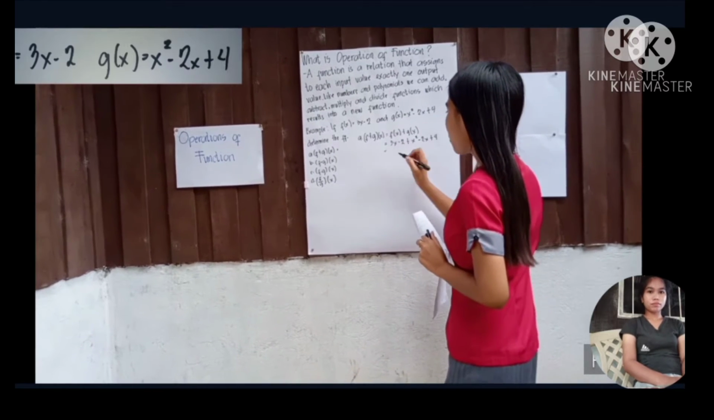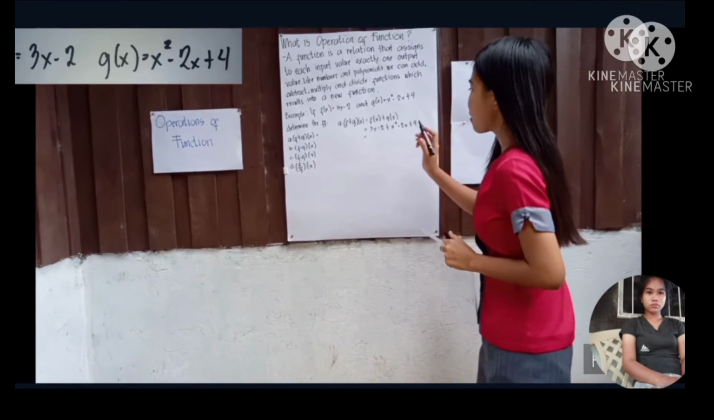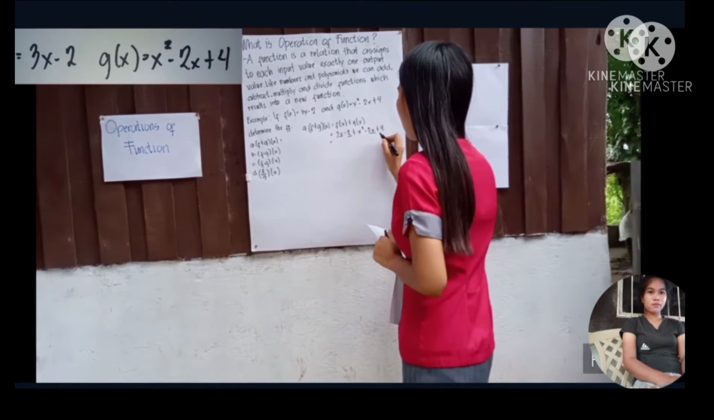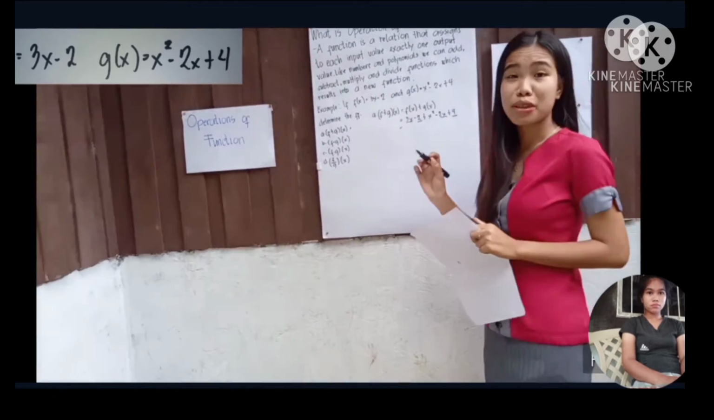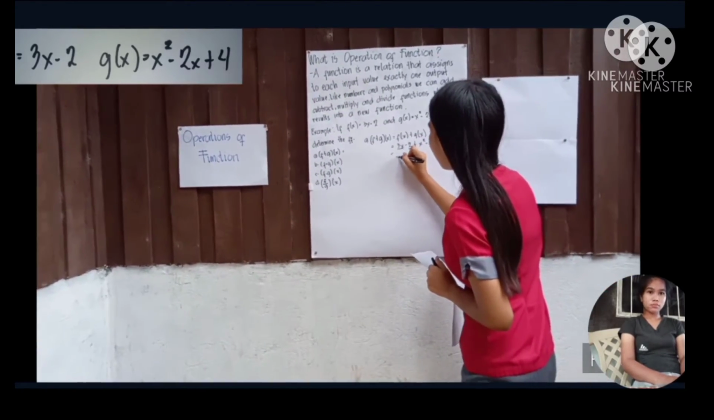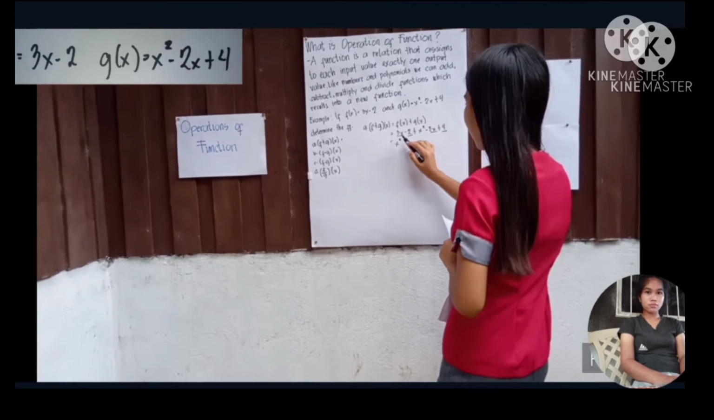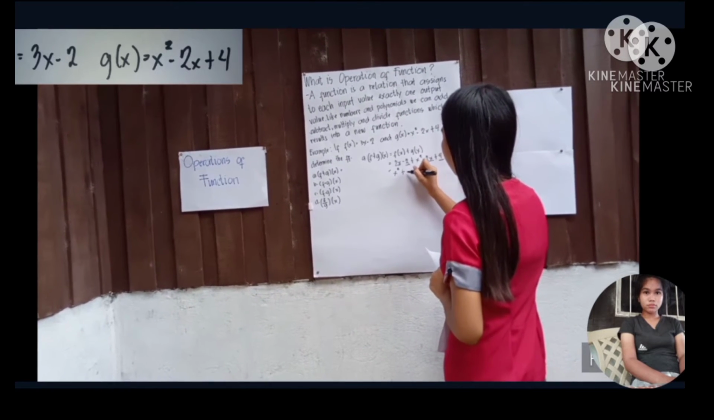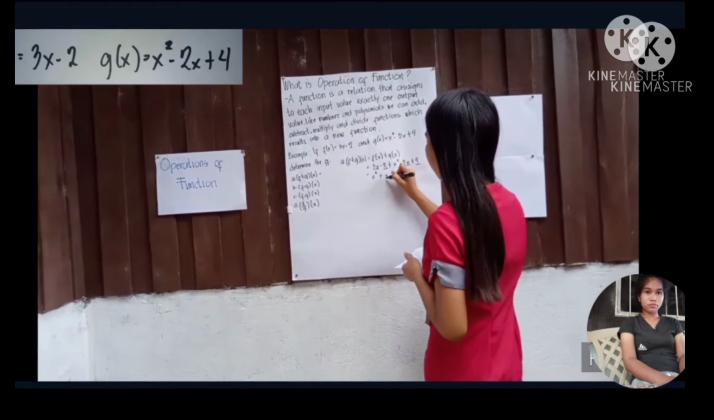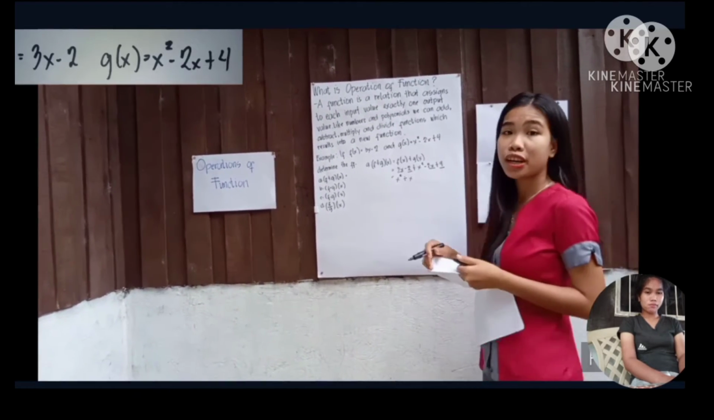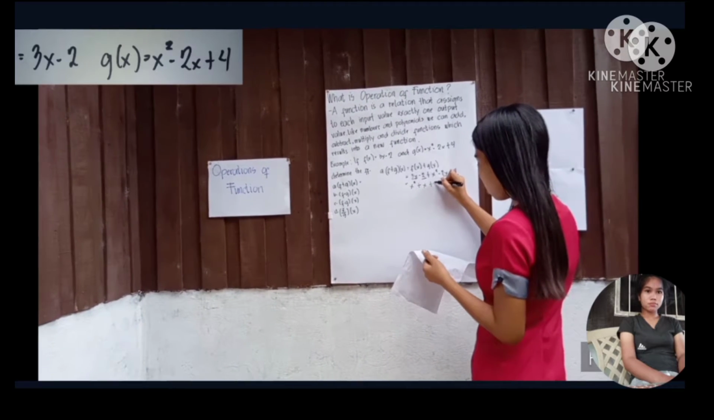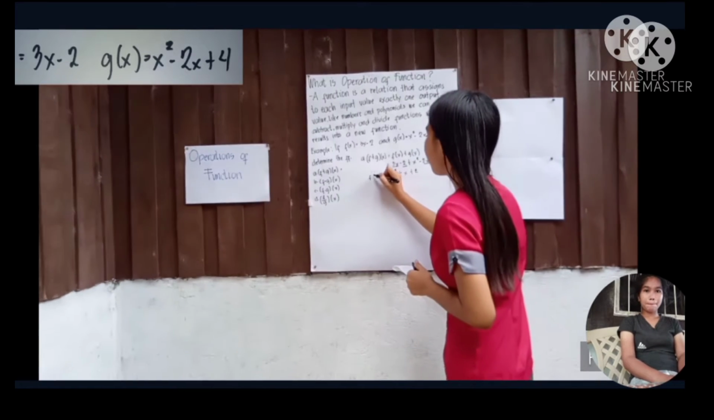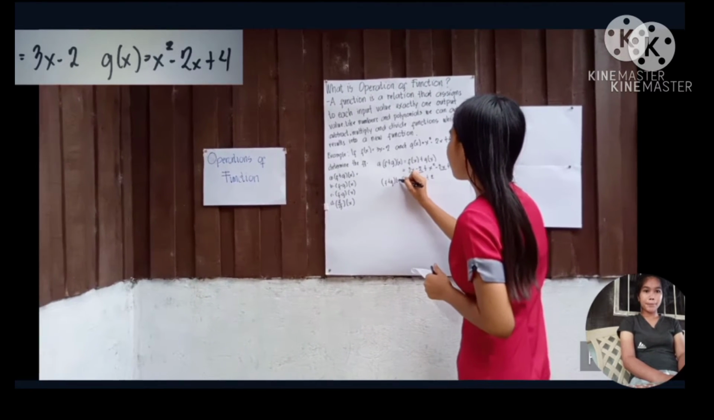So the next step is to combine like terms. We have here the same terms, 3x, 2x, and negative 2 and 4. The x squared has no like term, so we just bring it down. X squared. So, 3x minus 2x is positive x. And negative 2 plus 4 is positive 2. So this is the final answer for f plus g of x.